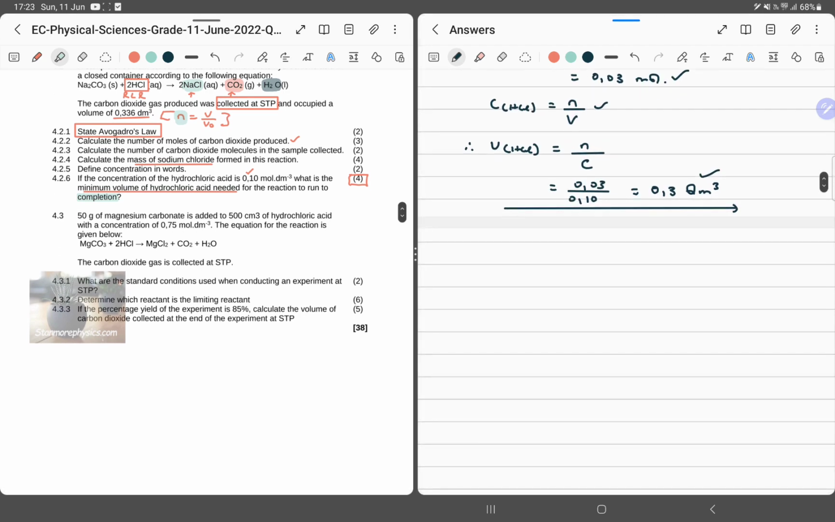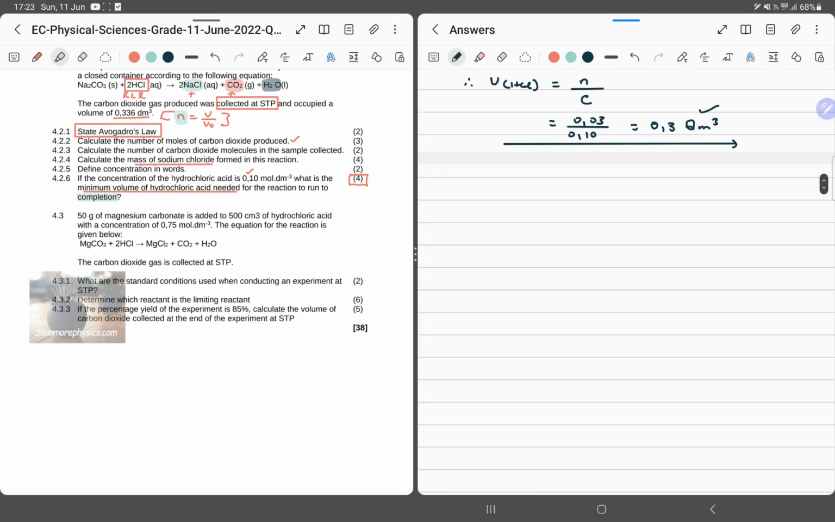Okay, let's get to the last question, guys. We are doing fine. 4.3 says 50 grams of magnesium carbonate. Again, we're dealing with a metal carbonate. It is added to 50 centimeter cubed of hydrochloric acid. It's an acid-base reaction again, with a concentration of 0.75 mole per decimeter cubed.